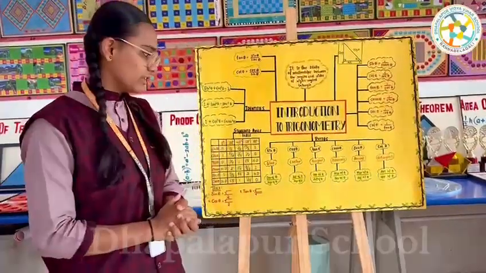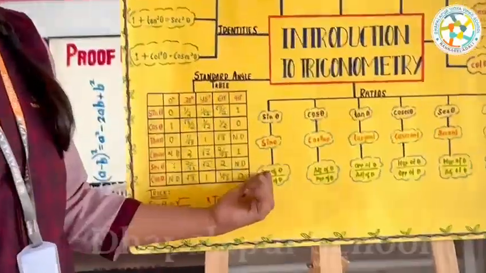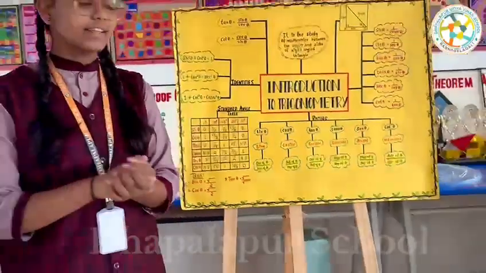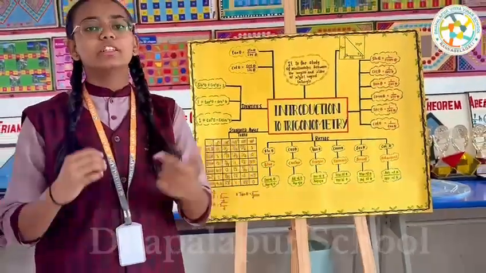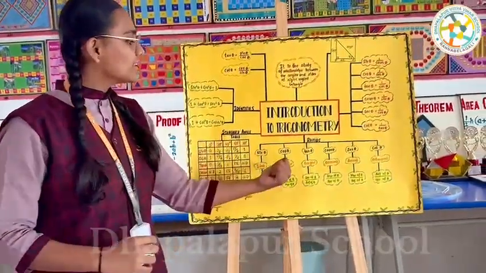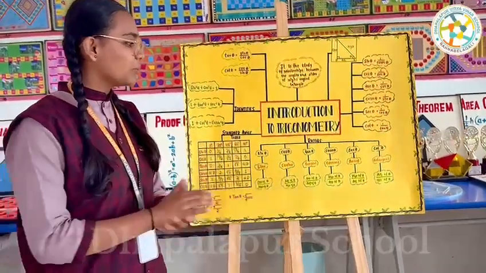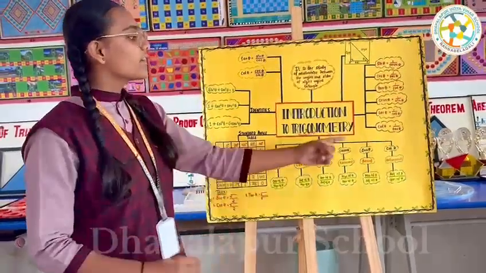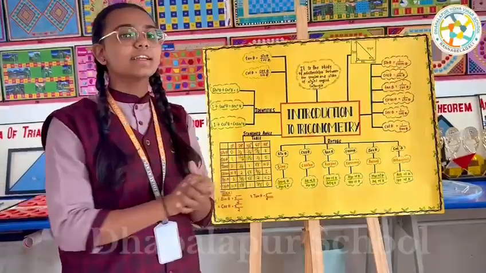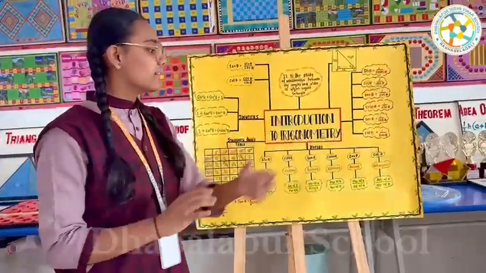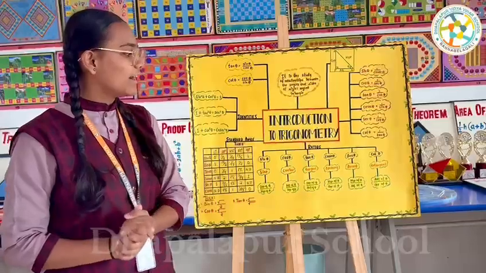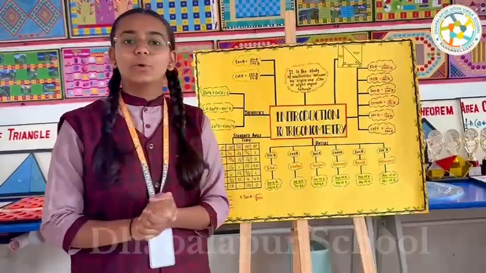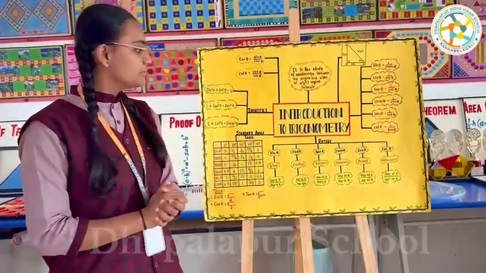What are the ratios of these? Sin theta is equal to opposite divided by hypotenuse, that is also known as perpendicular divided by hypotenuse. Cos theta is equal to adjacent by hypotenuse. Tan theta is equal to opposite divided by adjacent. Cosec theta is equal to hypotenuse divided by opposite. Sec theta is equal to hypotenuse divided by adjacent. Cot theta is equal to adjacent divided by opposite.